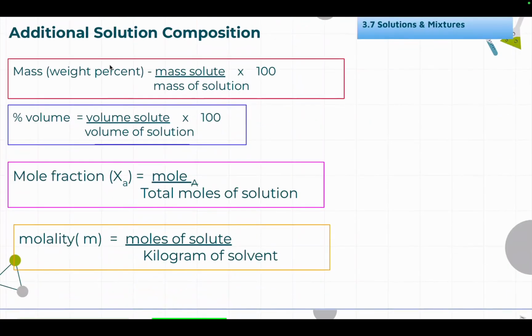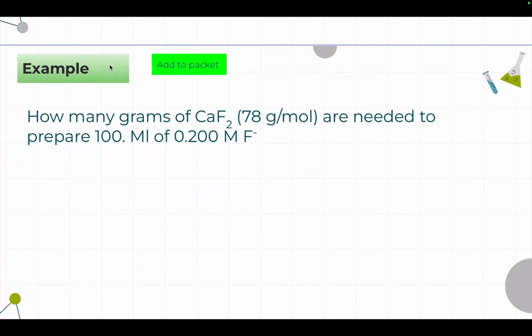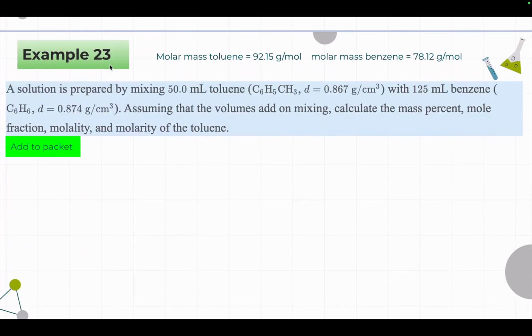All right, let's do another problem here. I already did this one, didn't we? Let's do this one. This is our last problem. So here is a problem where we are preparing a mixture with 50 mL of toluene and 125 mL of benzene. We're going to assume toluene is the solute, it's in a smaller amount, and that benzene is the solvent.